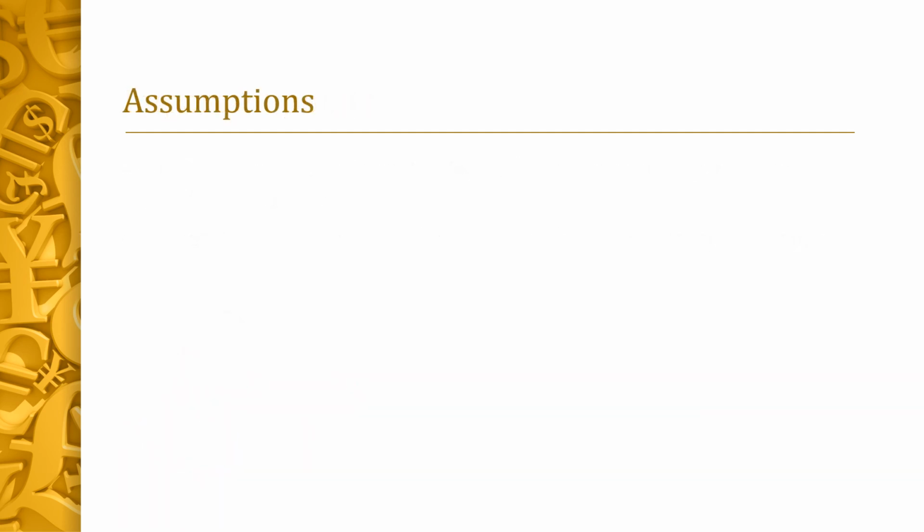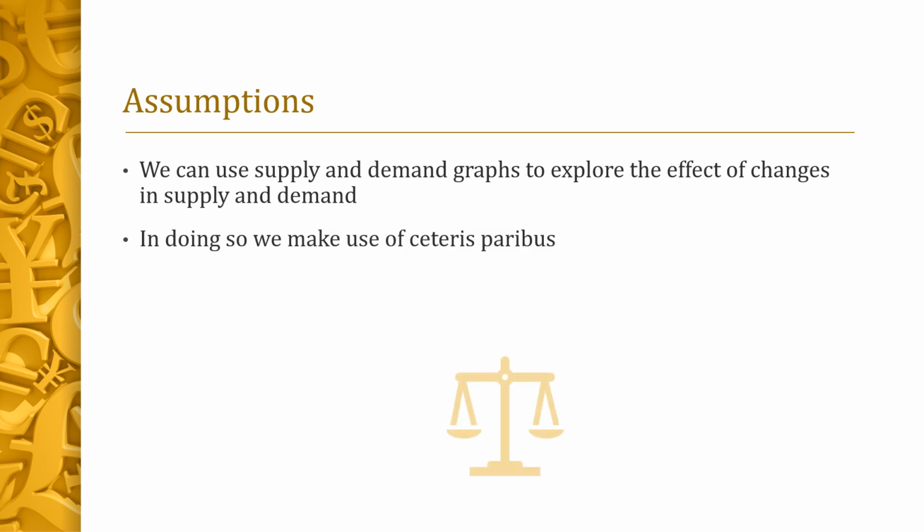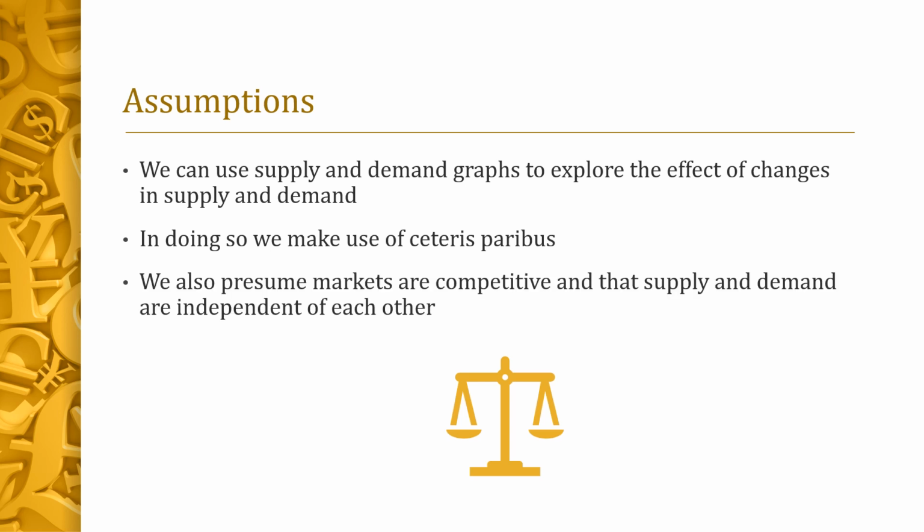We can use supply and demand graphs to explore the effect of changes in supply and demand. In doing so, we make use of ceteris paribus, that is, we consider one change while assuming that all other things are kept constant. We also presume that markets are competitive and that supply and demand can change independently of each other.